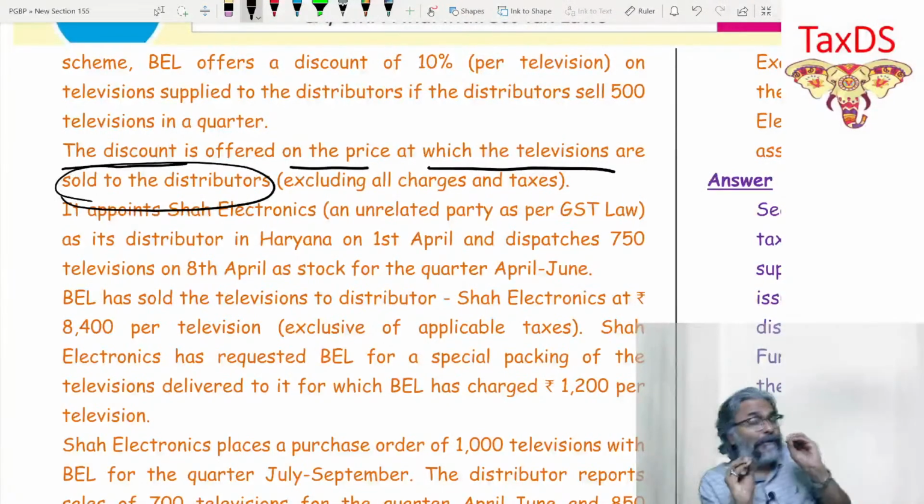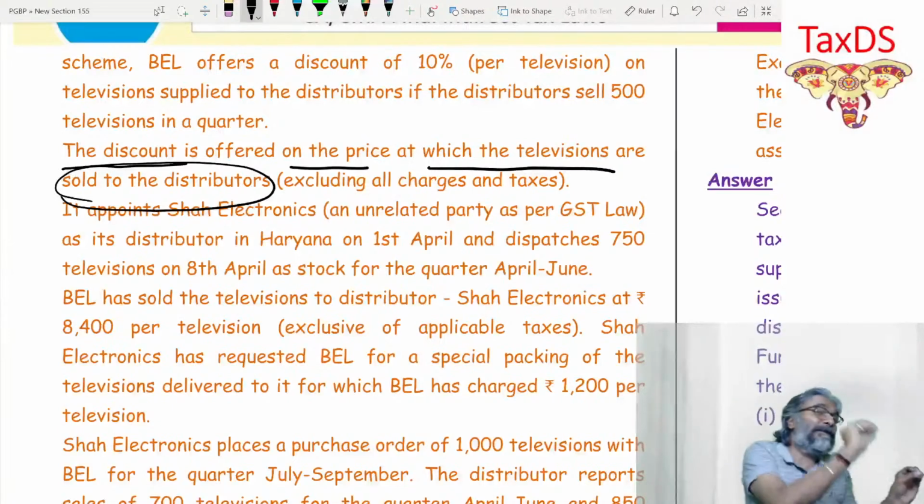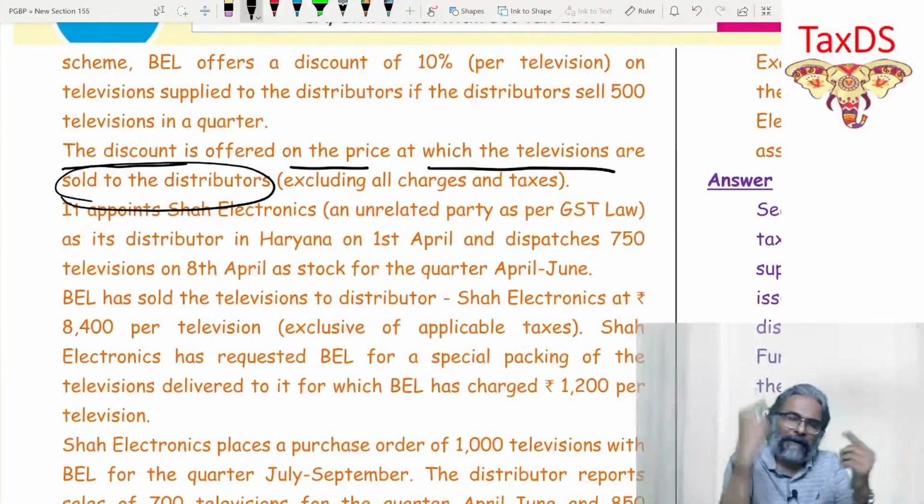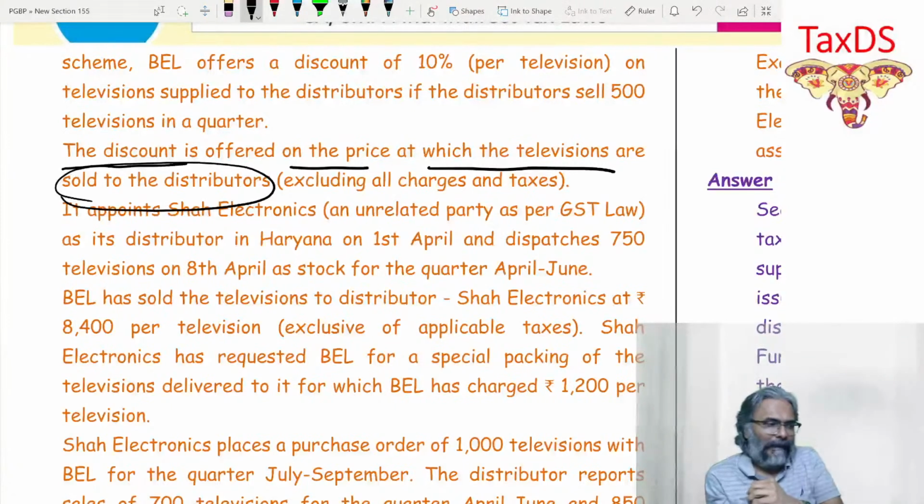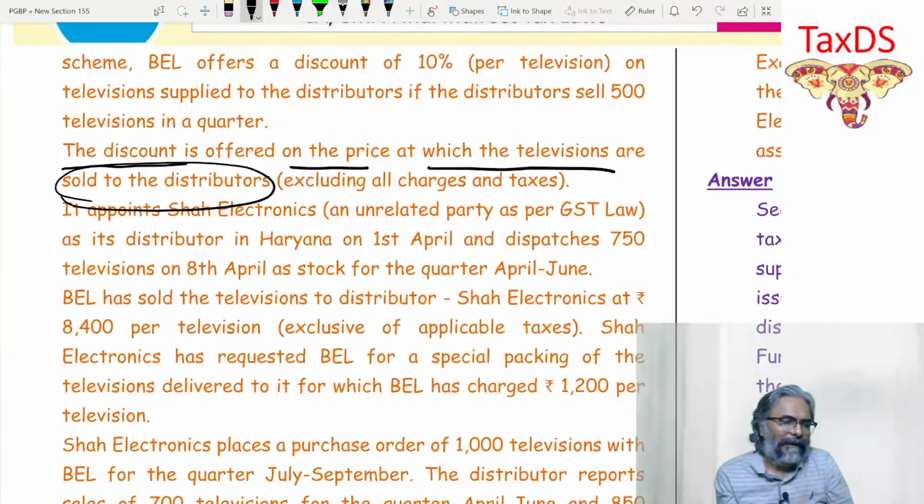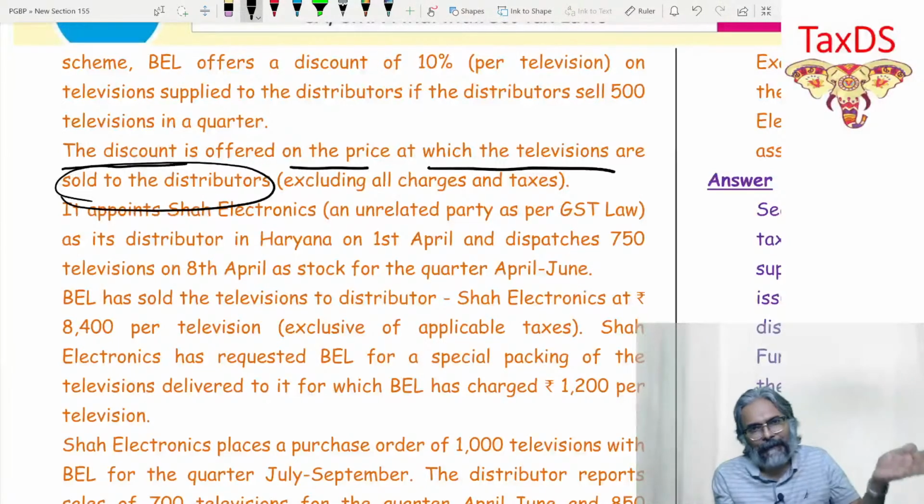So now you tell me, students, this discount which the manufacturer is giving to the distributor, is it a pre-supply discount or a post-supply discount? Indeed, it is a post-supply discount. Why? Because obviously first the sale has happened from whom? From the manufacturer to the distributor.